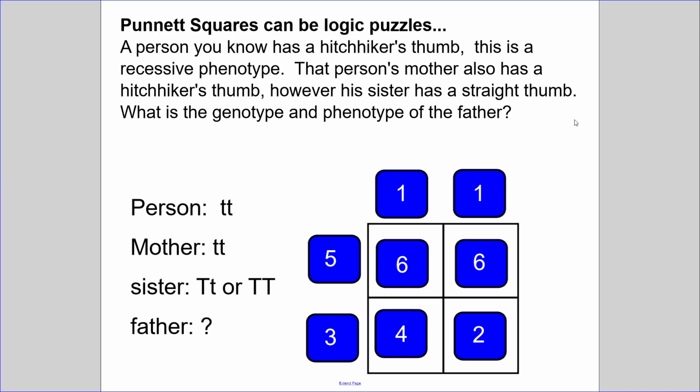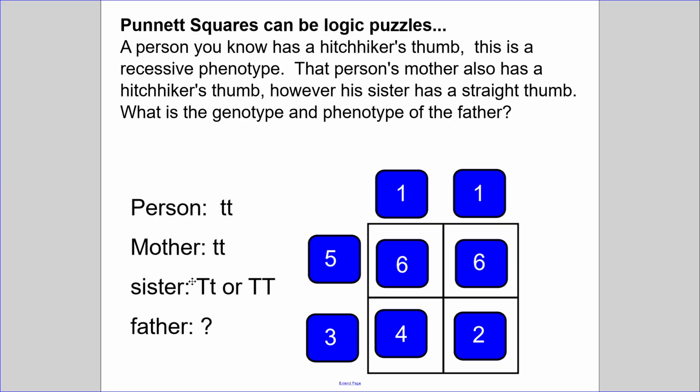Punnett squares are kind of fun because they can be used as logic puzzles too. So a person you know has a hitchhiker's thumb. This is a recessive phenotype, so that's going to be little t. There's your person. That person's mother also has a hitchhiker's thumb, which we know is recessive, so the mother must also be little t. However, his sister has a straight thumb. What is the genotype and phenotype of the father?